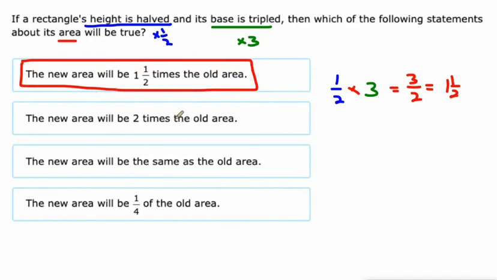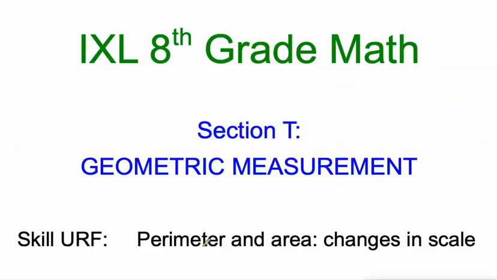I actually saw one in here where if the height was halved and the base was doubled, a half times 2, that's 1. That would mean the area would be the same. So watch out for something like that. So that's perimeter and area, changes in scale.